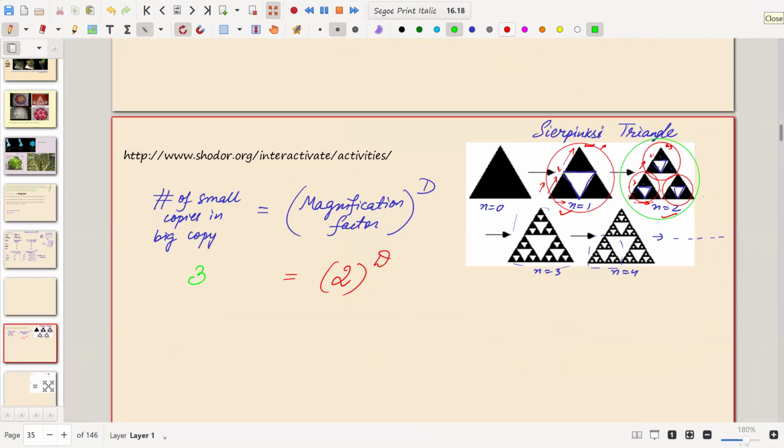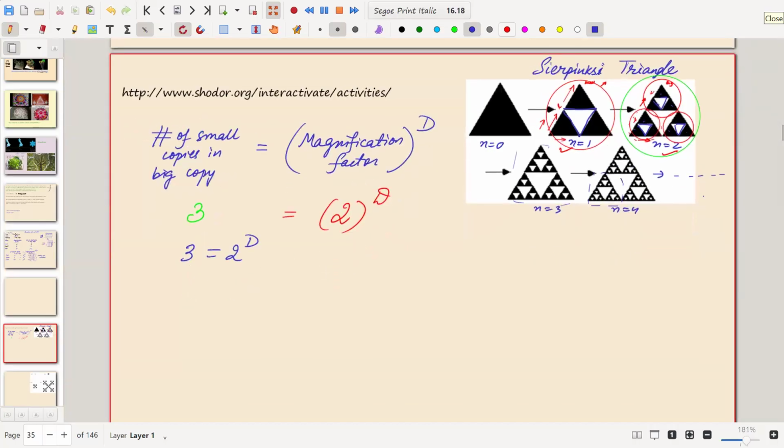So how can you compute D? You got 3 is equal to 2 to the power D, right? So what is D? How will you find D?